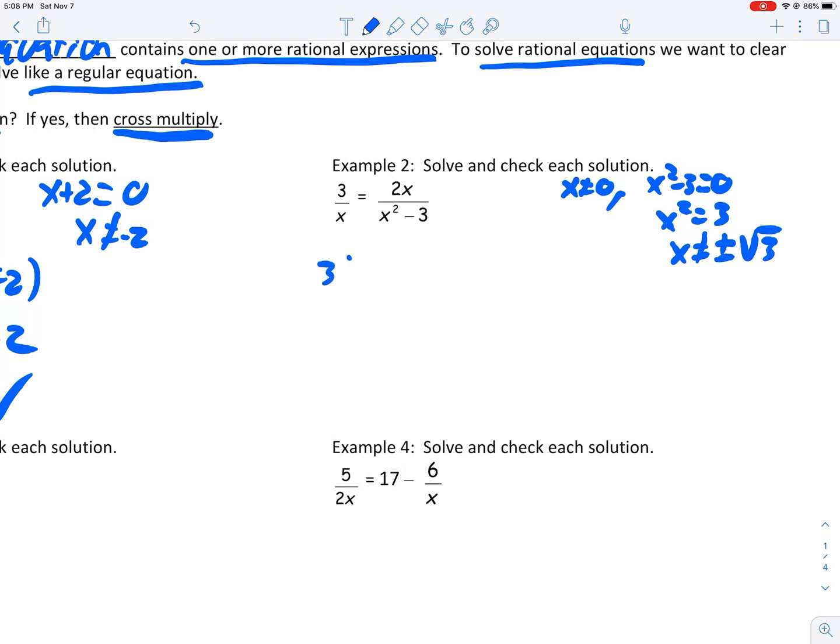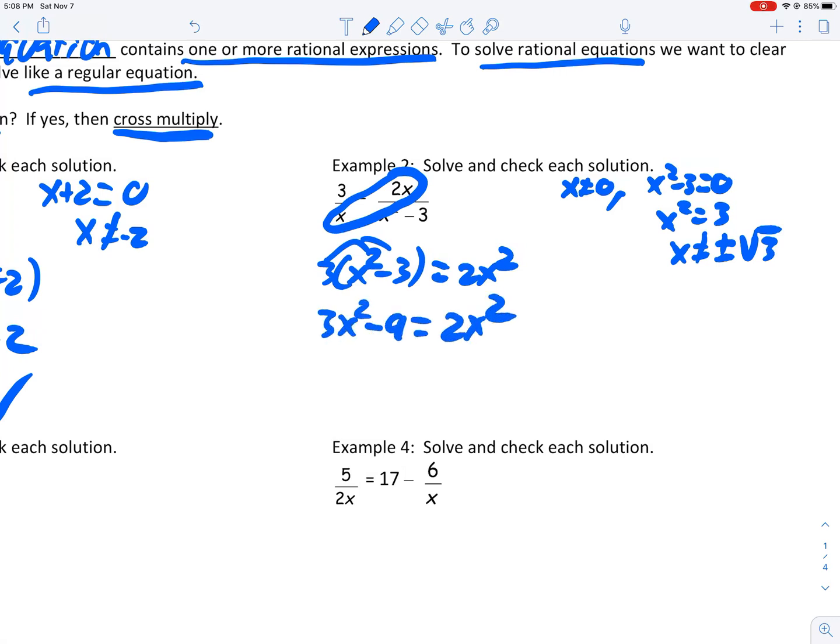So cross multiply, 3 times x squared minus 3. Multiply diagonally across, so that's 2x squared. Distribute, so 3x squared minus 9 equals 2x squared. I do notice that there's x squared, and you're going to see this a lot in this unit. When you see x squared and you're solving, you should be thinking, okay, that's a quadratic. The easiest way for us to solve quadratics is usually factoring. So let's put it on one side, set equal to 0, and try to factor. So subtract 2x squared. You get x squared minus 9 equals 0.